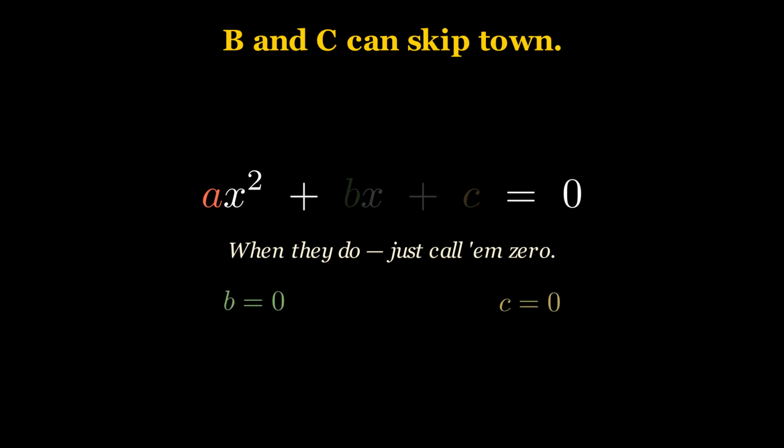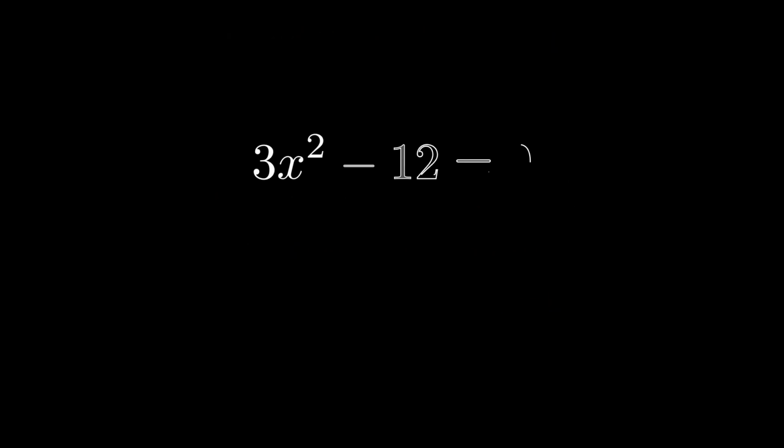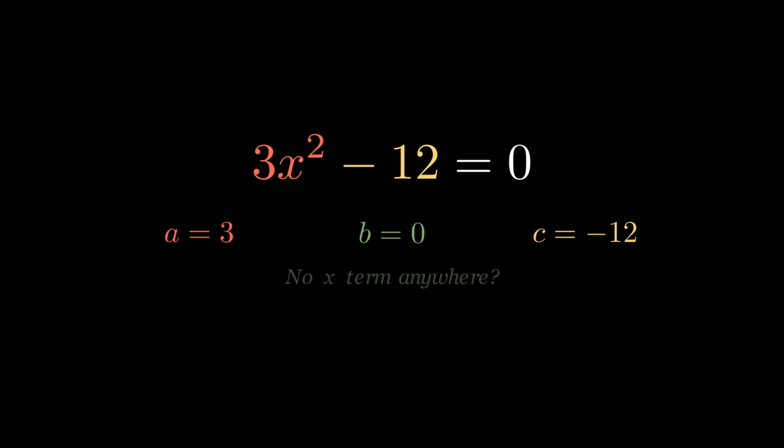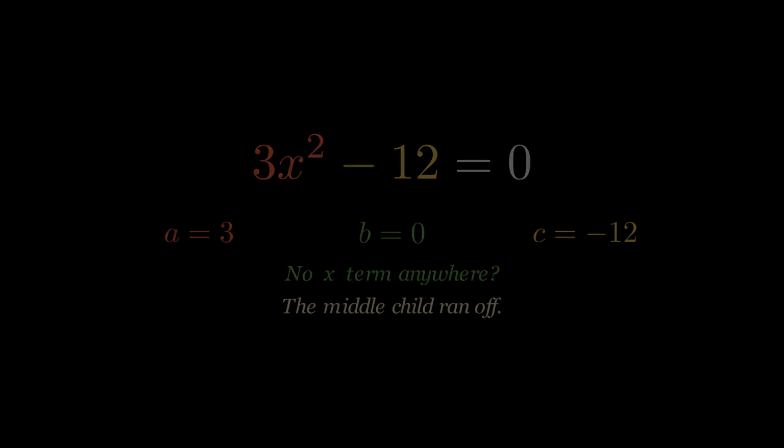Round 2. When somebody's missing from the bar. B and C are allowed to skip town. When they do, just call them 0. 3x squared minus 12 equals 0. A equals 3, B equals 0, C equals -12. No x term anywhere? Then B equals 0. The middle child ran off.